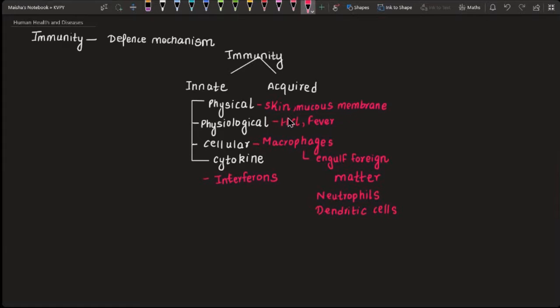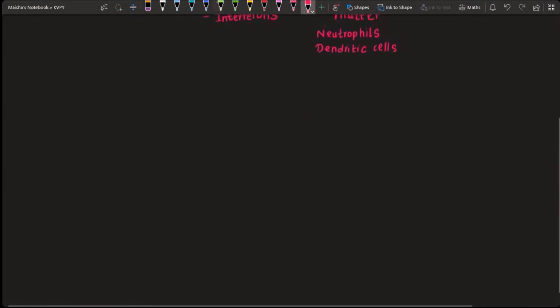And then at last, we have the cytokine barriers. Cytokines are specific chemicals which are released by the infected cells. The infected cells, let's say a cell infected by a virus, will secrete substances, for example, interferons. These interferons are detected by other cells of the body and will activate the acquired immune system of the body. So I hope this is clear.